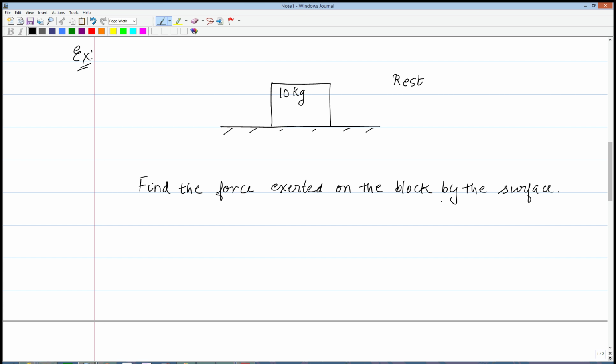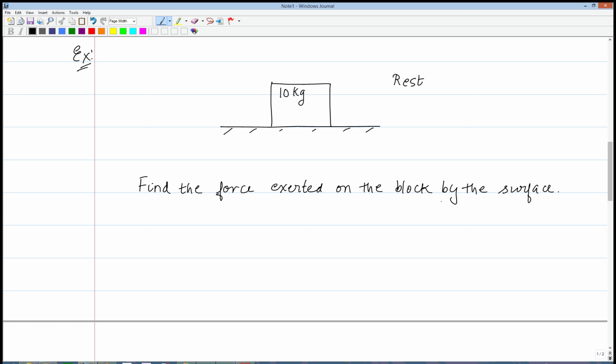Okay, now that we've understood what the contact force is, let us apply the concept to some problems. In this problem, we have a 10 kg block sitting on top of a surface, and everything is at rest. We're asking what is the force exerted on the block by the surface.